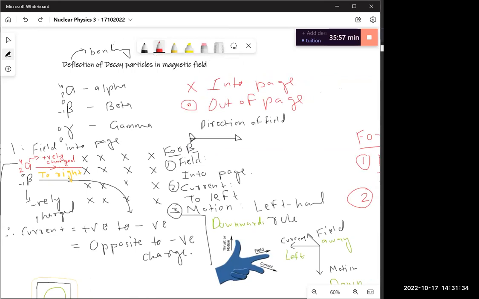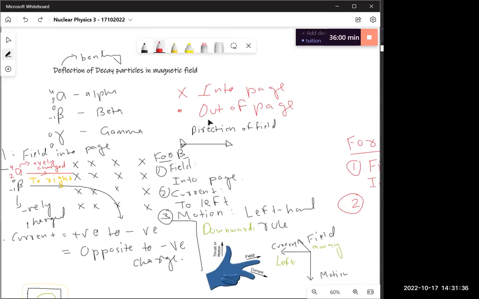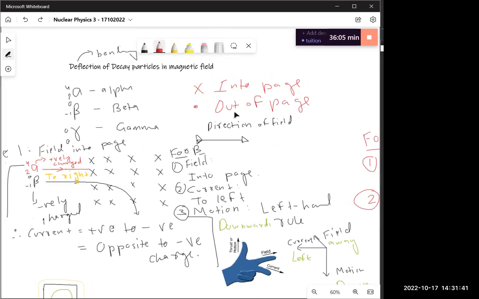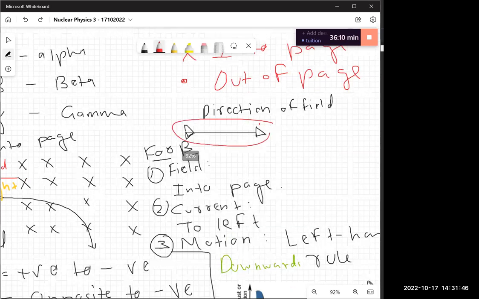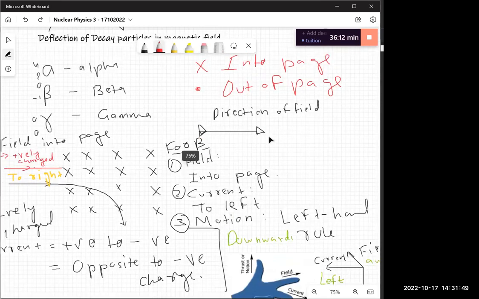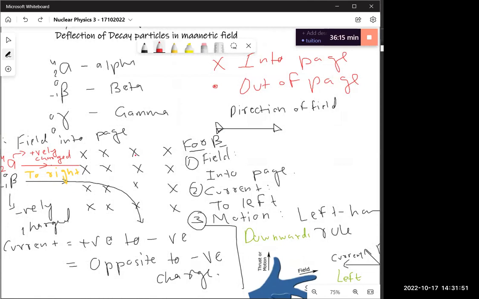What are the x's for? X is like the back of the arrow. You see this arrow right here. If you're only able to see the back of this arrow, that means the field is going into the page. X always means into the page. Is that clear? And dot means out of the page. Dot means out of the page. All right.